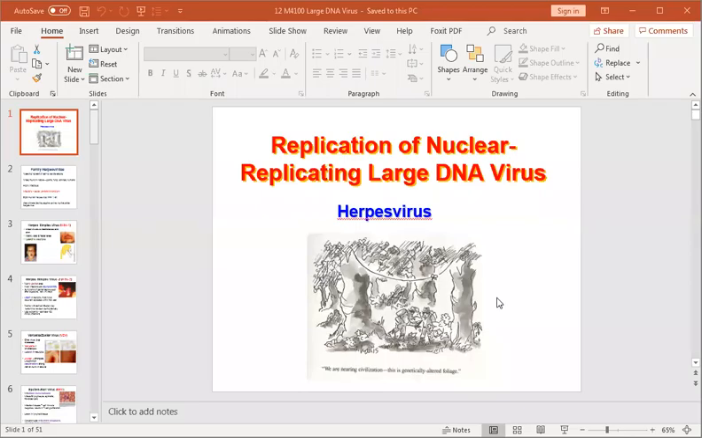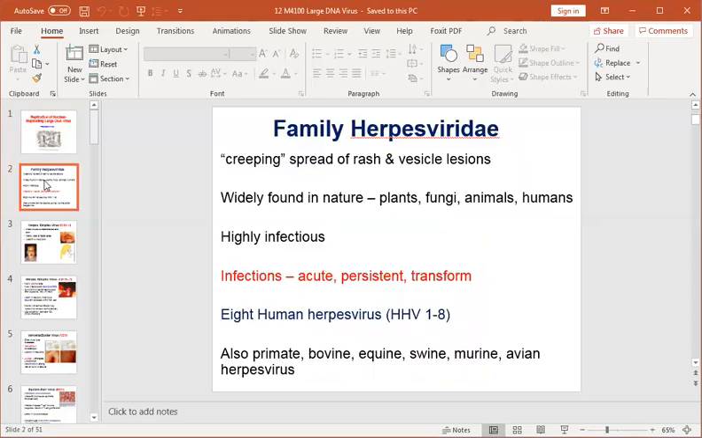Hello, everybody. Today we will start lecturing on the replication of nuclear replicating large DNA viruses. This material can be found under lecture set number 12, large DNA virus. So we'll start by talking about herpes virus. Moving to slide number 2, the family Herpesviridae.